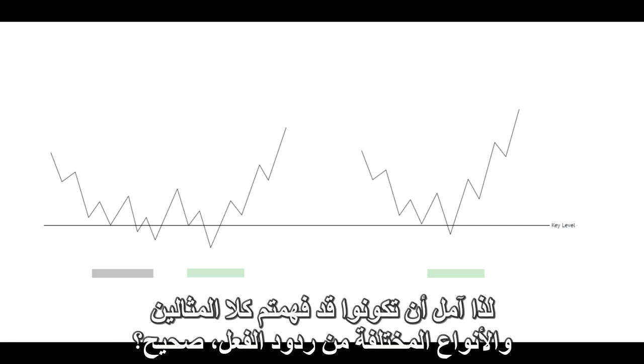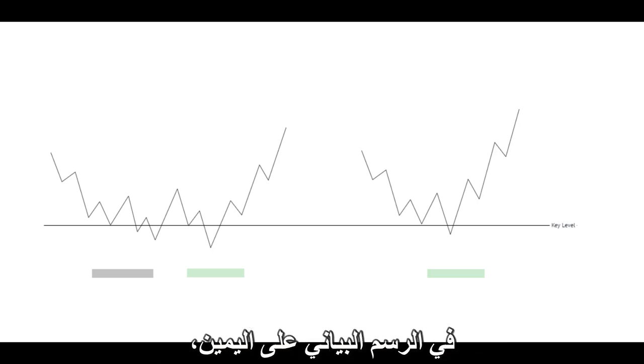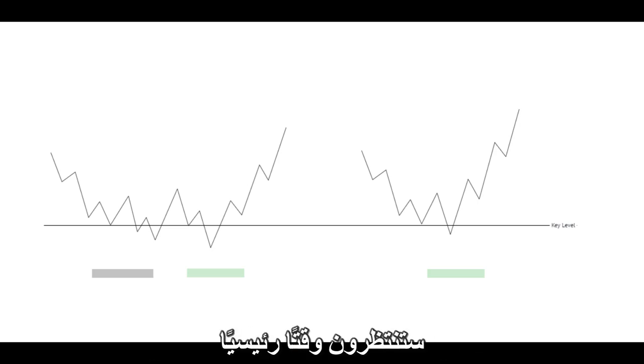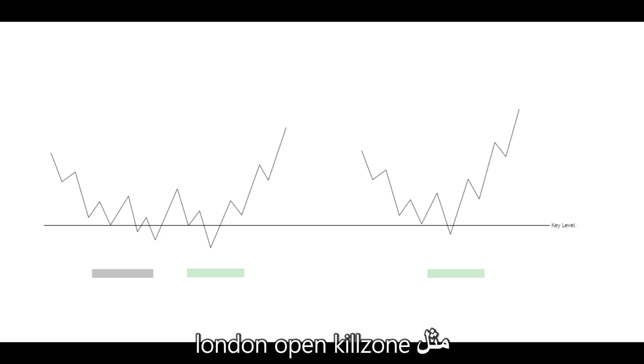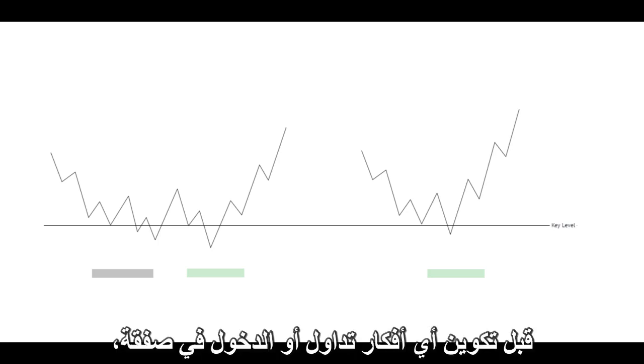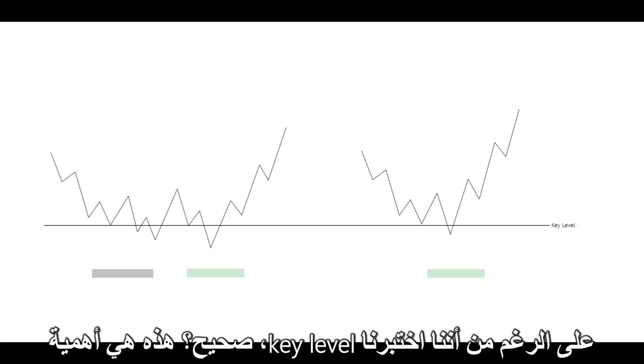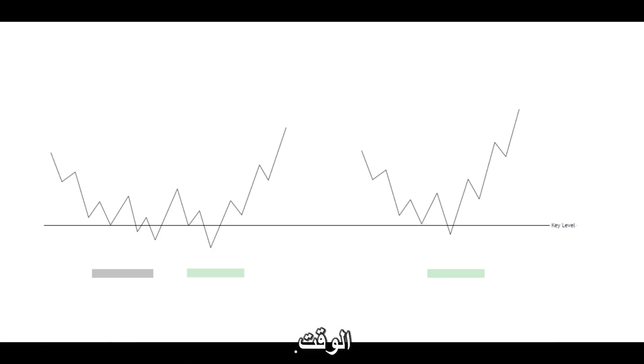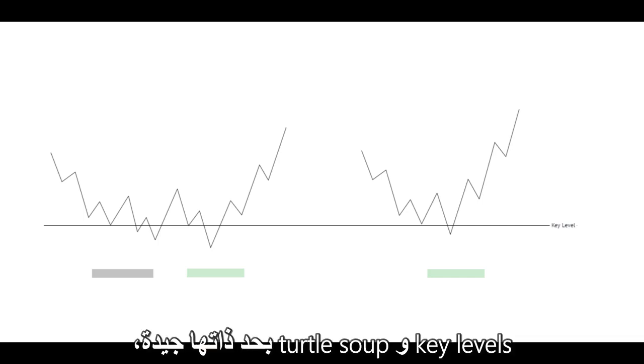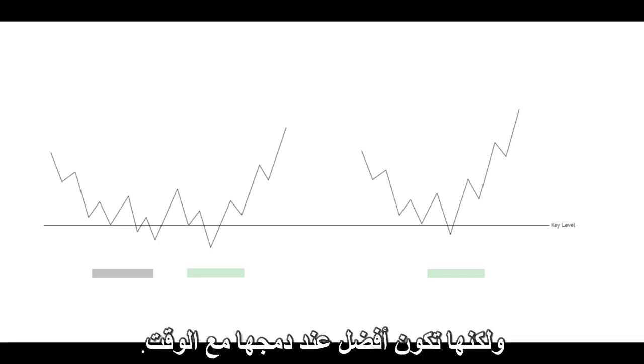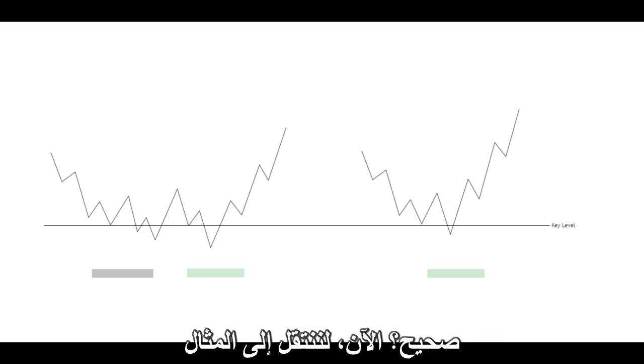So, hope you understood both the examples and the different types of reactions, right? In the graphic on the right, what you would have done is that you would have waited for a key time such as the London Open zone before forming any trading ideas or taking a trade, even though you tested a key level, right? That's the importance of a key level. That's the importance of time. Key levels and turtle soup all on their own are good, but they are best when combined with time, right? Now let's move on to the next example.